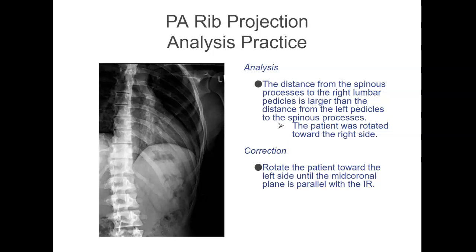In a PA projection, there should be no elongation of the ribs, and the spinous processes should be demonstrated down the middle of the vertebral column, and we do not have that. So to me, this patient is rotated towards the right side. We need to rotate that patient's left side until that mid-coronal plane is parallel with the IR to obtain an appropriate PA projection of the ribs.